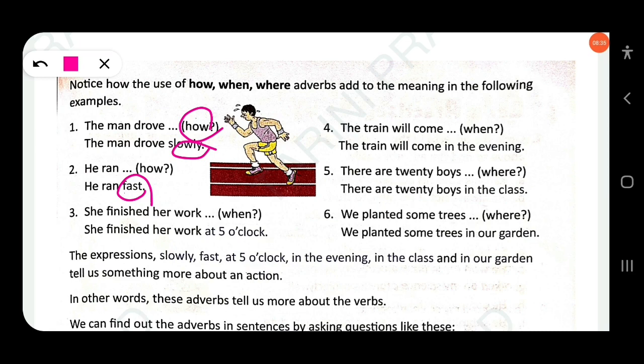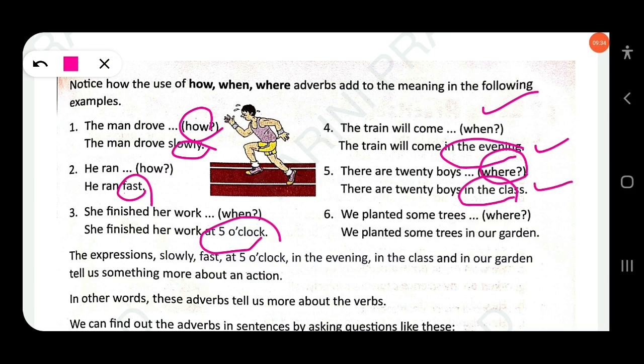Then next, she finished her work at 5 o'clock. This is adverb of time. That means when the action was done. At 5 o'clock. Then next, the train will come in the evening. When? In the evening. This is adverb of time. Then next, there are 20 boys in the class. Where? So this is adverb of place. It tells about where the action is done.